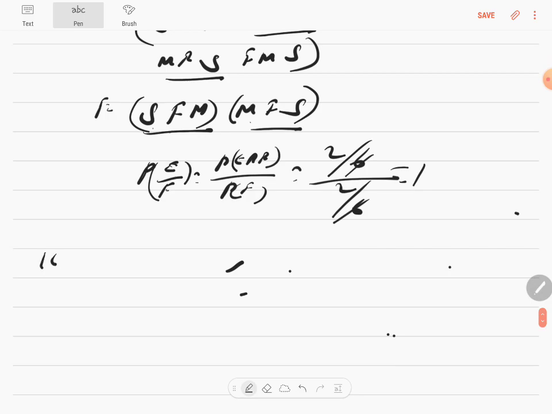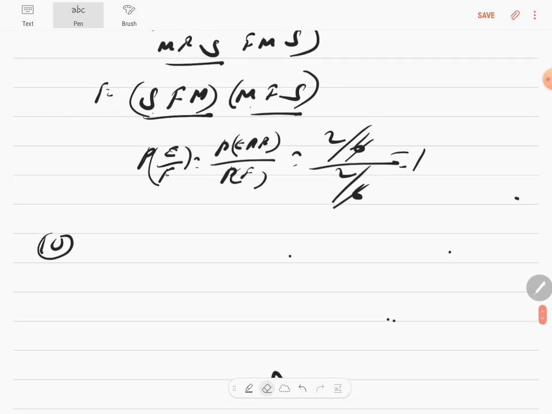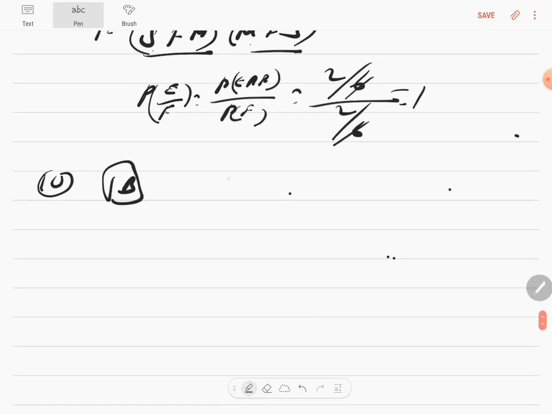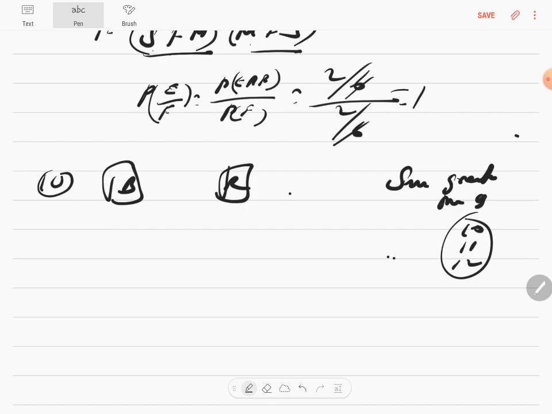So let's go to the 10th question. A black and a red die are rolled. Find the conditional probability of obtaining a sum greater than 9. Sum greater than 9 means the sum can be 10, 11 and 12. Only 3 possibilities. Correct? 9 cannot be included. Greater than 9 means do not include 9, or we should include only greater than or equal to 10. The question is E and the given is always F.